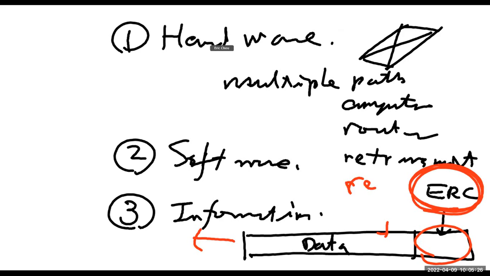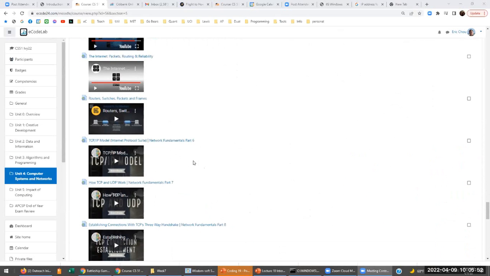The third one is information redundancy. That means your data carries more error correction code and is sent, and at the receiving side, you receive it and decode it. If it doesn't match, it means the data may have been destroyed in the middle, so you also request a retransmission. So these are the three redundancies that happen in the internet.